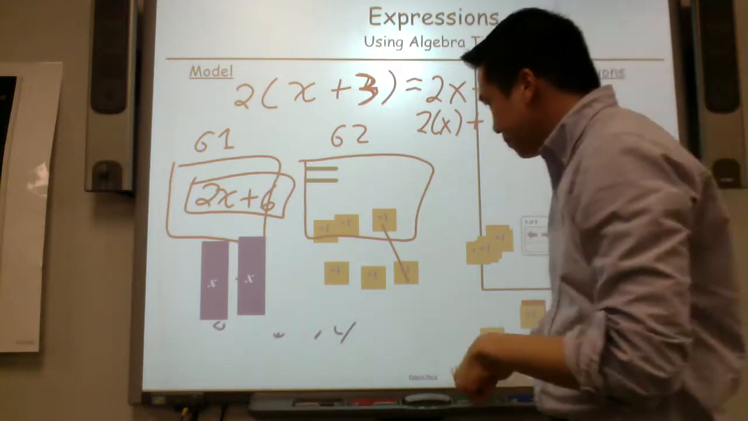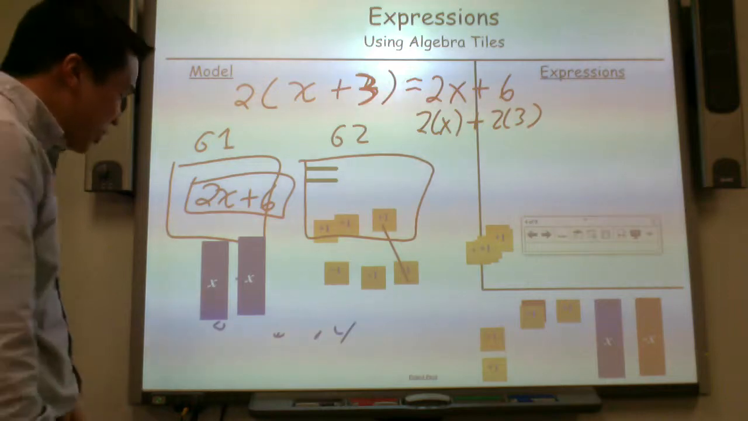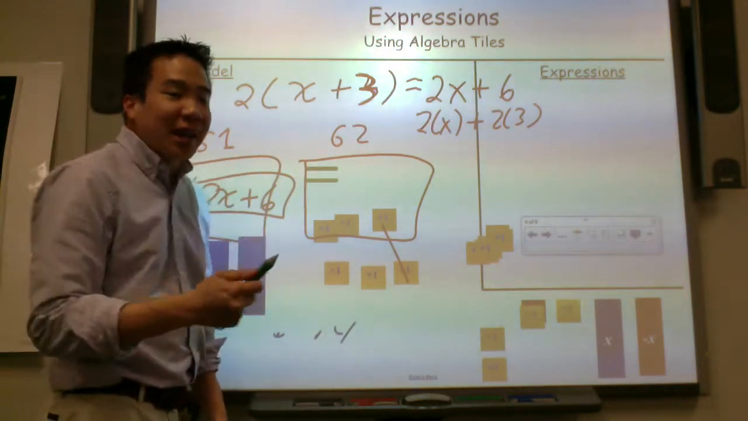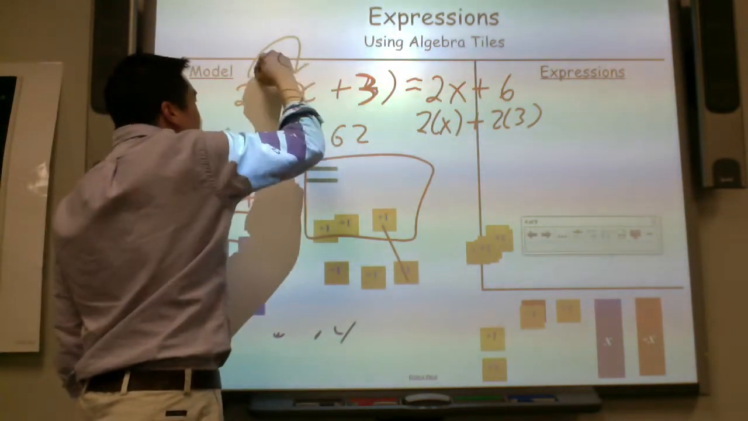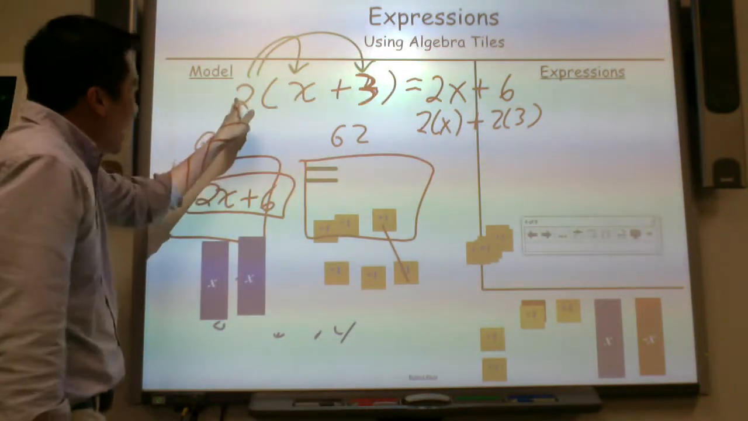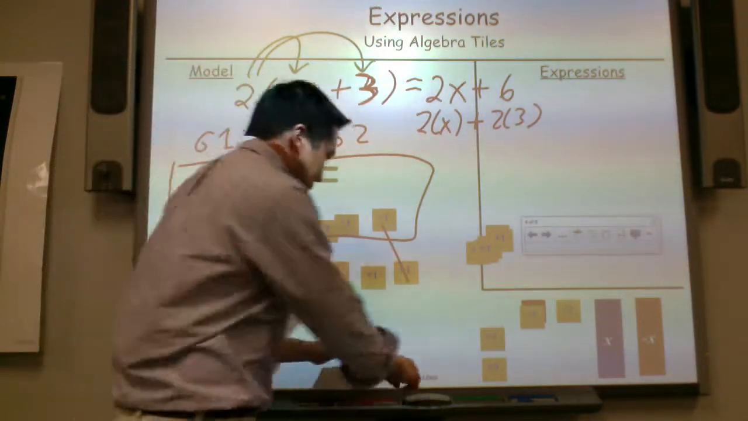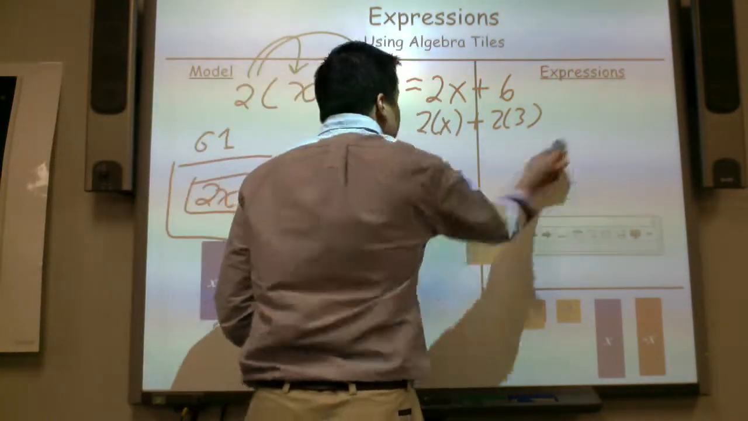6. So another way to do it, if you do not like using algebra tiles, is doing it this way. Distributing using arrows. So what is 2 groups of x and 2 groups of 3? 2x plus 6. Let's try another example.